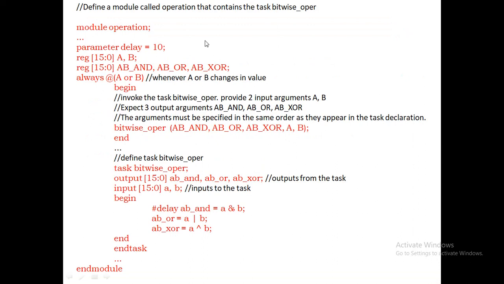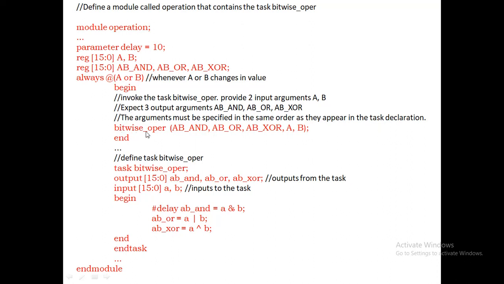Define a module called operation. The name of the design is operation, and it contains a task called bitwise_operator. Let us start from the beginning. The module name is operation, and it has some declarations which are hidden here. Then parameter delay is equal to 10, meaning the constant delay is 10. Registers AB_and, AB_or and AB_xor are declared, and then always @(A or B) begin.